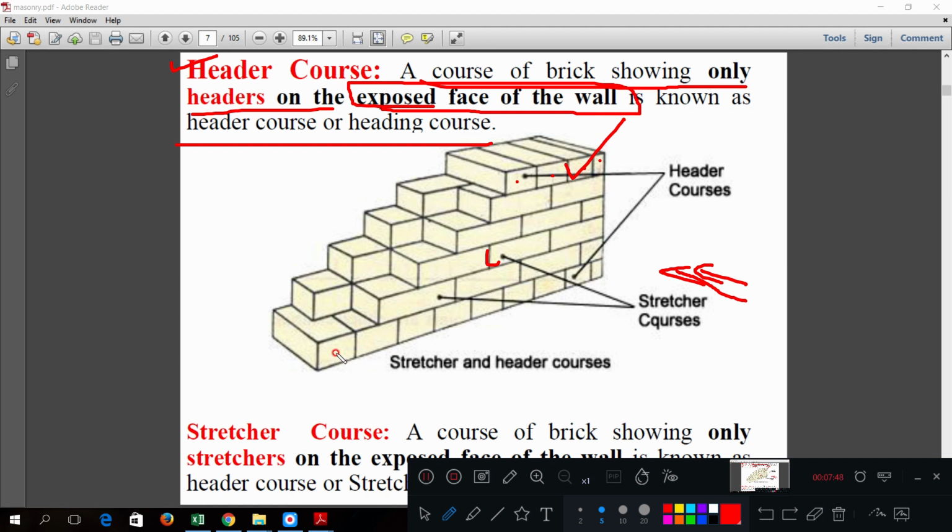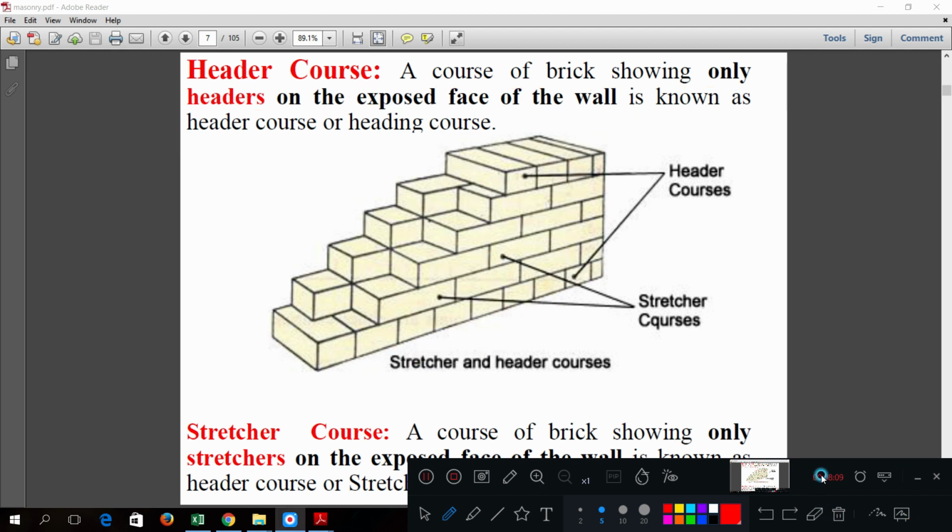And come here, this bottom layer, bottom course. This is also all headers, no? When you see it from here, all are headers because the length is perpendicular to the face of the wall. Okay, so all are header courses.